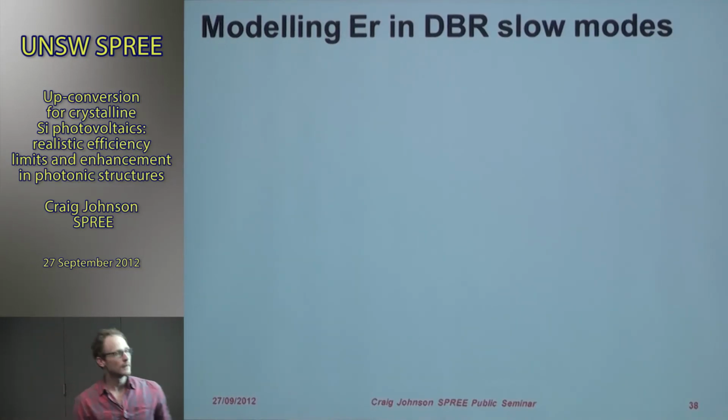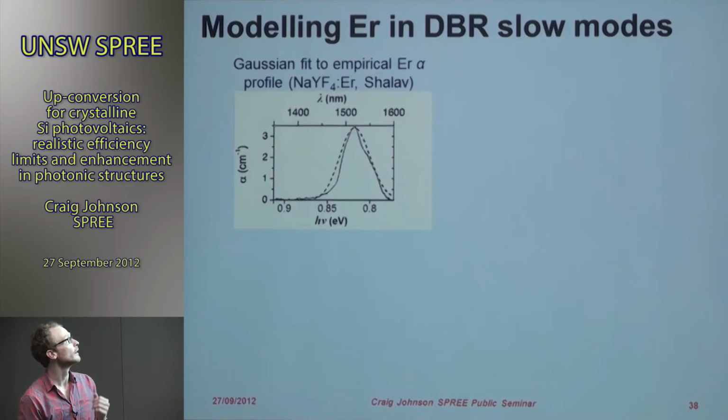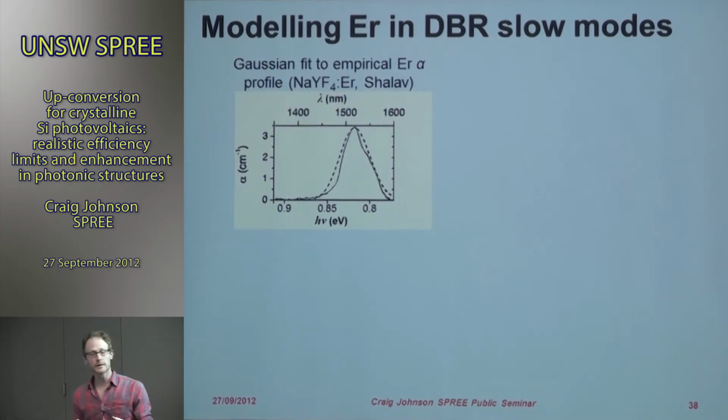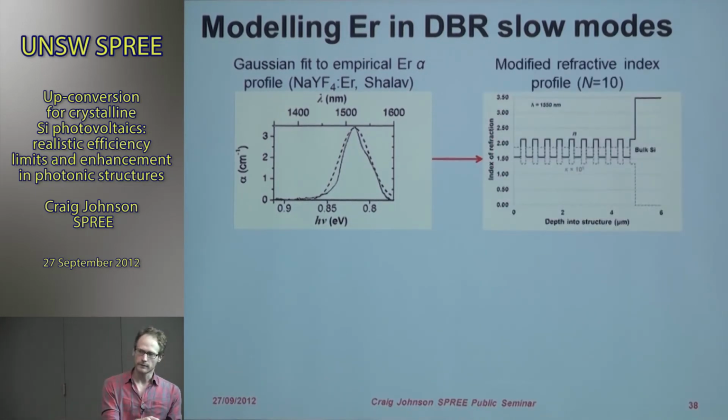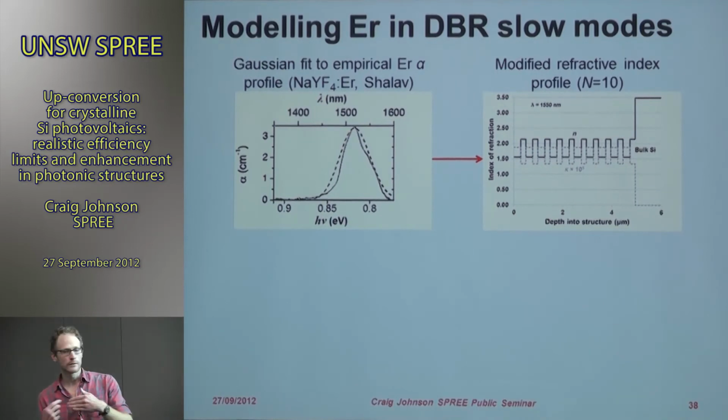So it's quite interesting. But the question is, can we somehow make the erbium interact with that high field intensity within a real structure? And what can we gain by it? So what I've done, again, is try to model this in a similar way. Take a Gaussian fit to an empirical erbium absorption coefficient profile. The solid line is one for sodium yttrium fluoride that was measured by Abi-Shalav, and the dashed line is just a simple Gaussian fit. Incorporate that into the refractive index data, and then resimulate a structure with all of those combined.